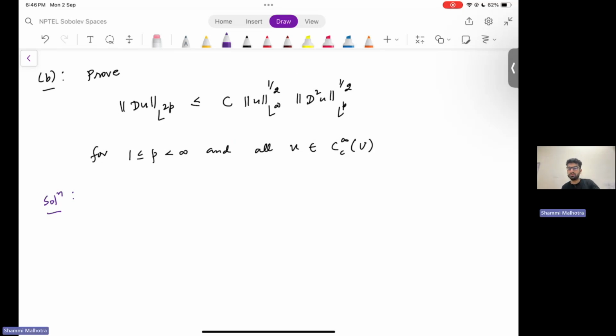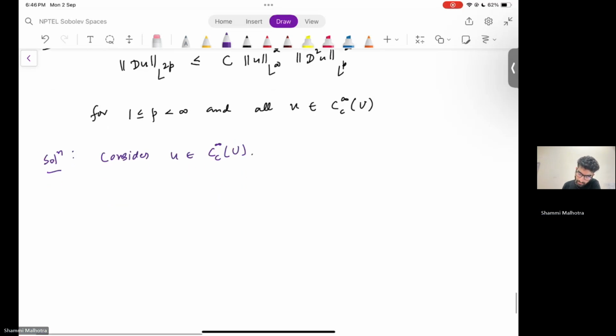So to prove this, we start with the left hand side, and we will try to use again Hölder and integration by parts, so eventually we arrive at this inequality. So consider u in Cc infinity of U, then the norm of Du in L2p to the power of 2p is nothing but the integration of mod Du whole to the power of 2p.